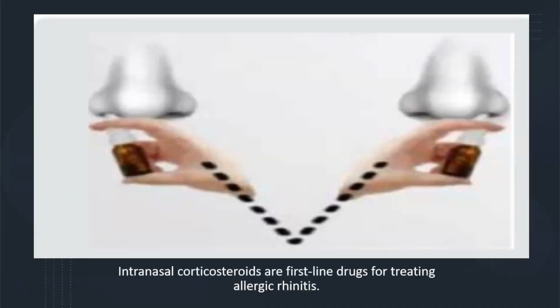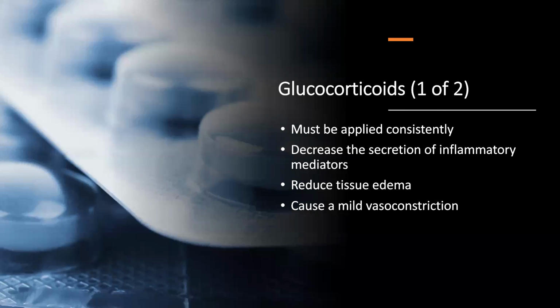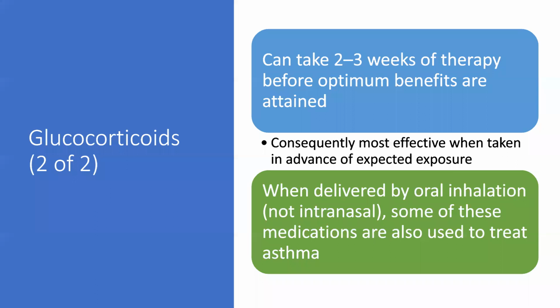Then we can also use some intranasal corticosteroids, which are the first-line drugs for treating allergic rhinitis. The glucocorticoids are one of the corticosteroids. They must be applied consistently. They decrease the secretion of inflammatory mediators, reduce tissue edema, and cause a mild vasoconstriction. They can take 2 to 3 weeks of therapy before optimum benefits are attained. Consequently, they are most effective when taken in advance of expected exposure.